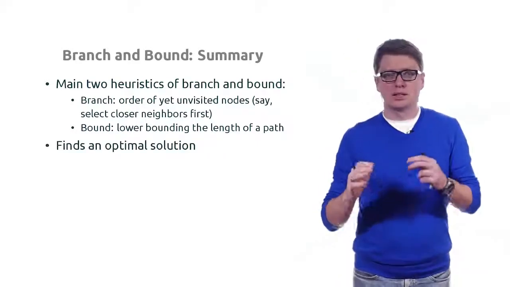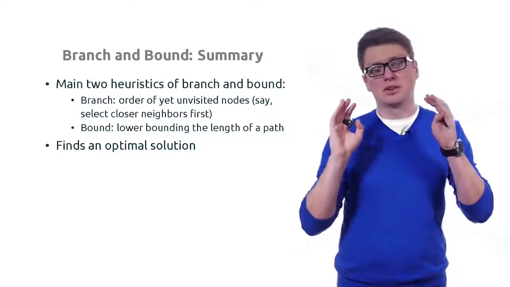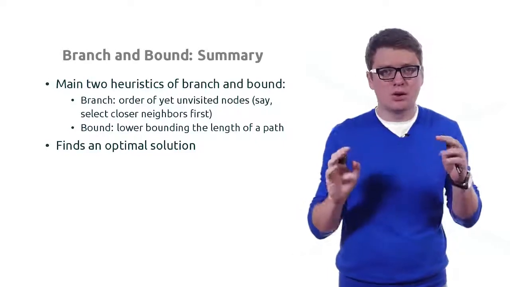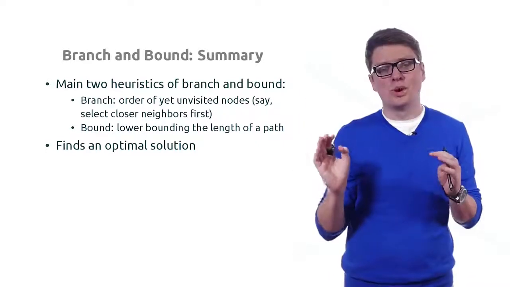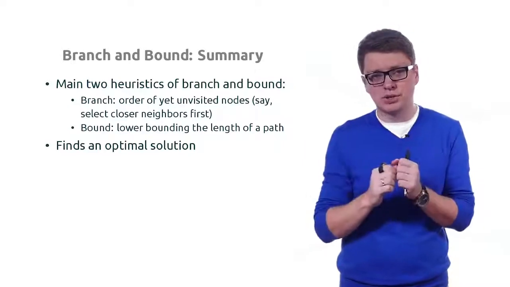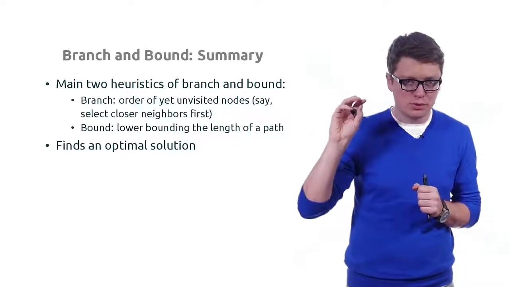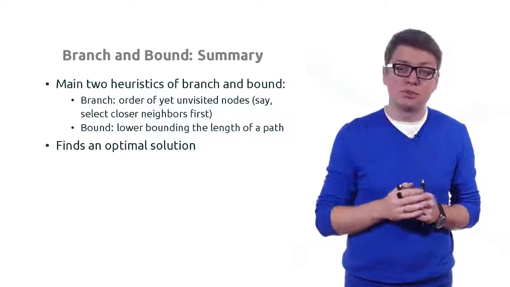As we've discussed already, this is guaranteed to find an optimal solution because we're essentially enumerating all possible cycles, and we cut only the branches where we're absolutely sure that there is no optimal cycle, because the cycles that we're going to find in this branch are definitely longer than some cycles that we've seen before.